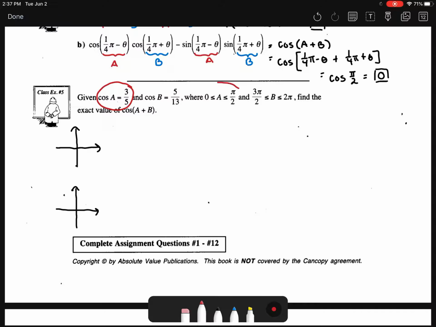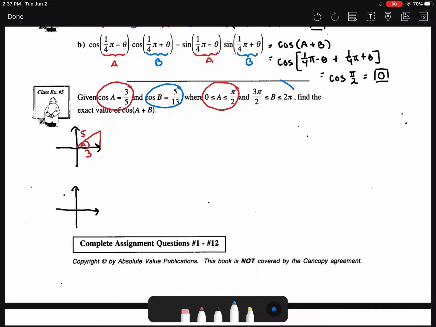Okay, so there's the information for cos of A. And A is where? Between 0 and pi over 2. That's quadrant 1, isn't it? Right? 0 and 90 degrees. So I have some angle in quadrant 1. It looks like this. There's A, in quadrant 1. And cosine is 3 over 5. Well, what's cosine? Cosine is the adjacent over the hypotenuse, isn't it? So that's what I have in quadrant 1 for cos of A.